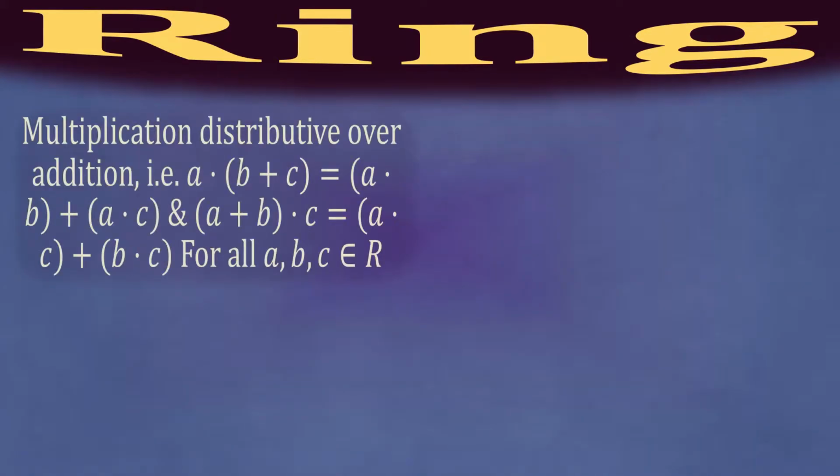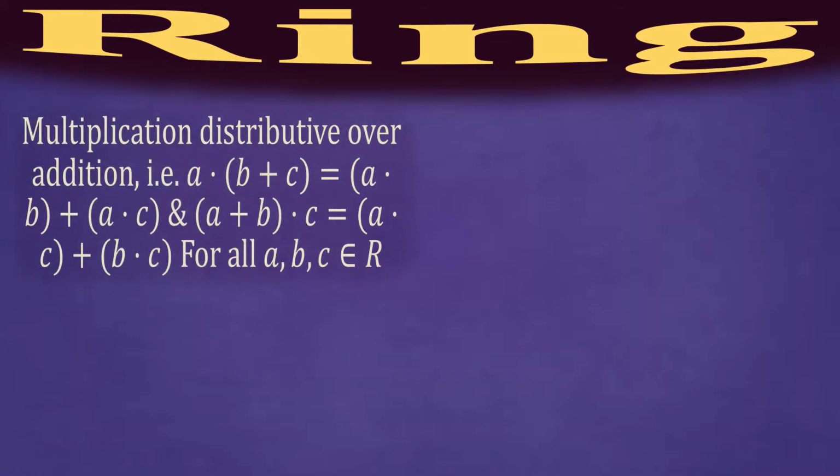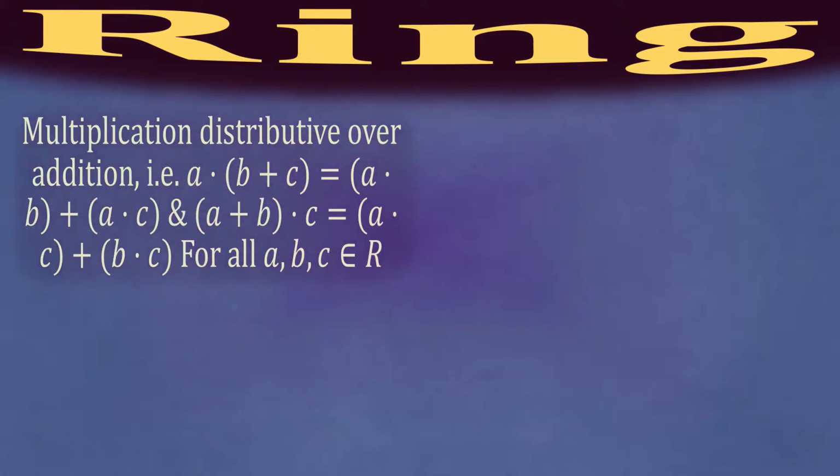Fourthly, multiplication is distributive over addition, i.e. a·(b + c) = a·b + a·c, and (a + b)·c = a·c + b·c for all a, b, c in R.